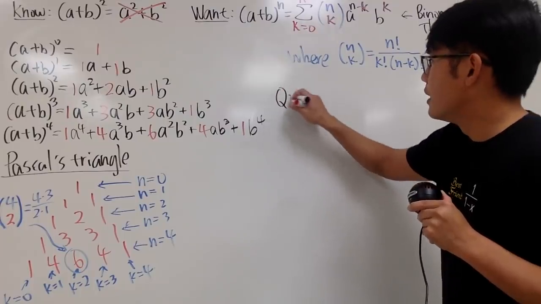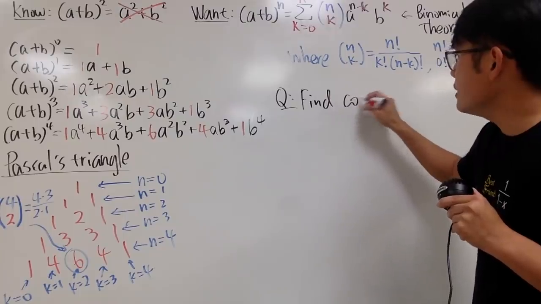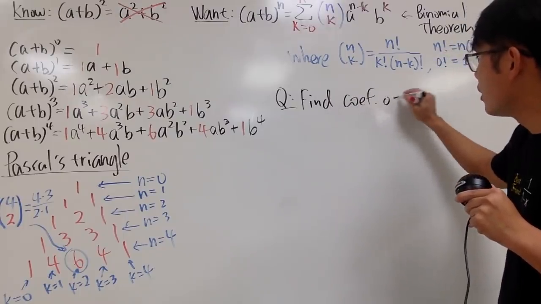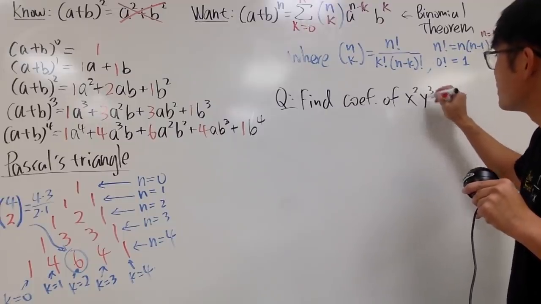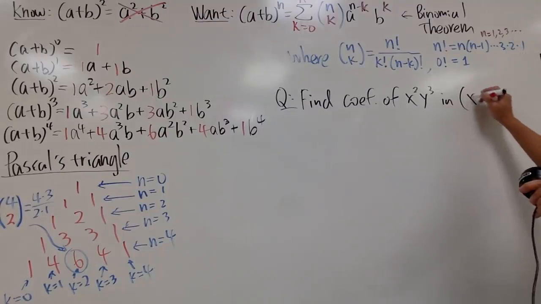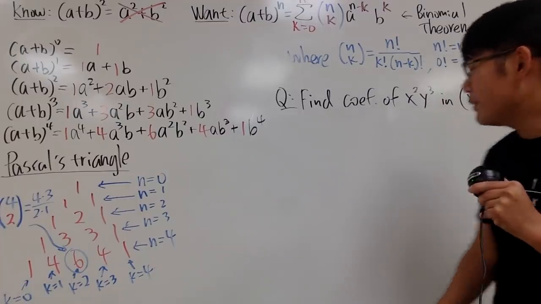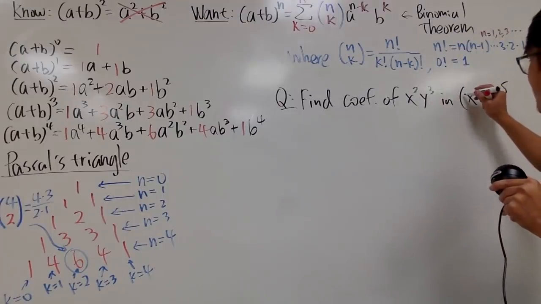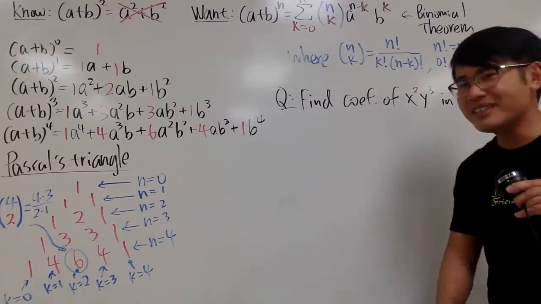So let's go ahead and find the coefficient, right? The coefficient of, let's say, x to the second power, y to the third power term in the expansion. Let's say we have x plus y to the fifth power. And perhaps let me make it slightly interesting. Let's put down a 2 right here, 2x plus y to the fifth power, OK?